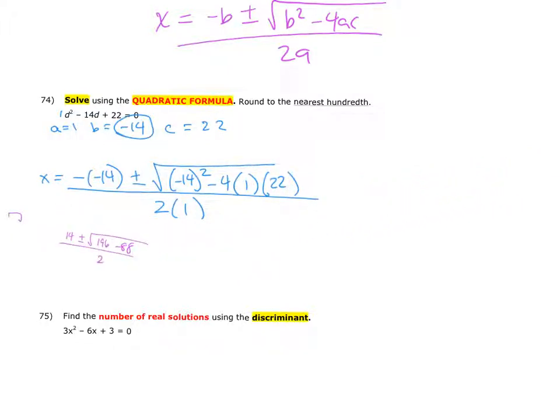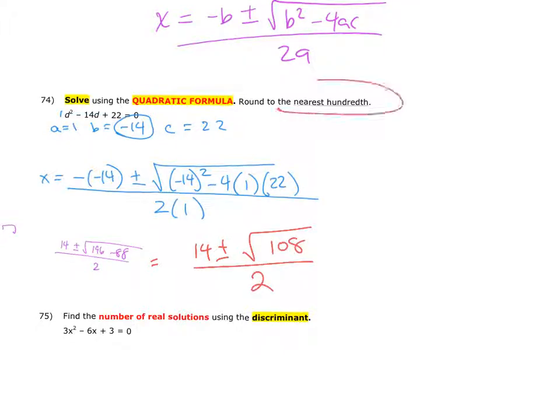Well, this part here, I can then say 196 minus 88. So it is 14 plus or minus the square root of 196 minus 88, which is 108, divided by 2. Notice how it says round to the nearest hundredth. It means I'm going to get a decimal. So then I take the square root of 108 and I get 10.39 because that's the hundredth. So this becomes 14 plus or minus, well, the square root of 108 is 10.39.